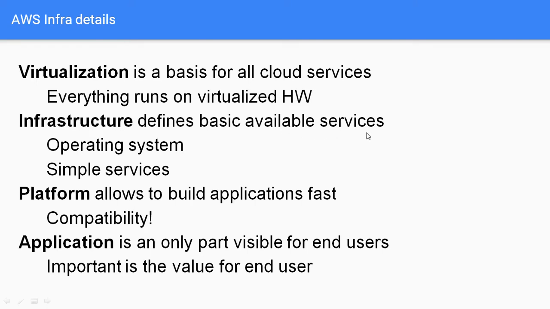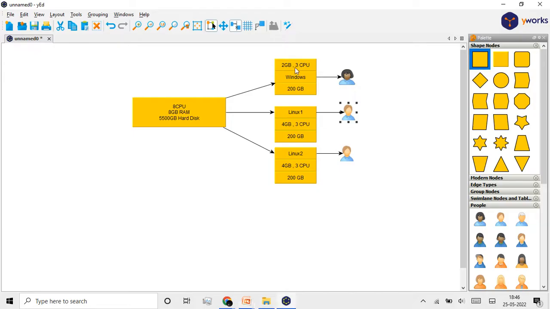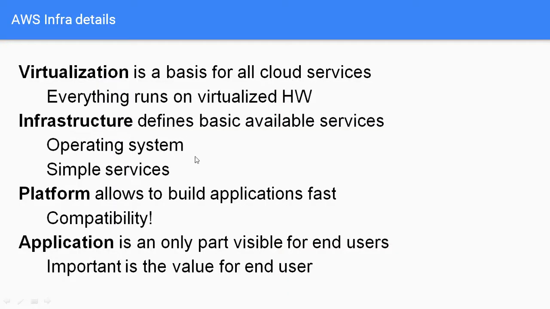Infrastructure defines the basic available services: operating system, simple services. I will explain in detail about that, the simple services, what is the meaning of that. Operating system, you are already getting it. Various kinds of operating systems you will get here. I explained Windows, Linux. So multiple operating systems you can get.